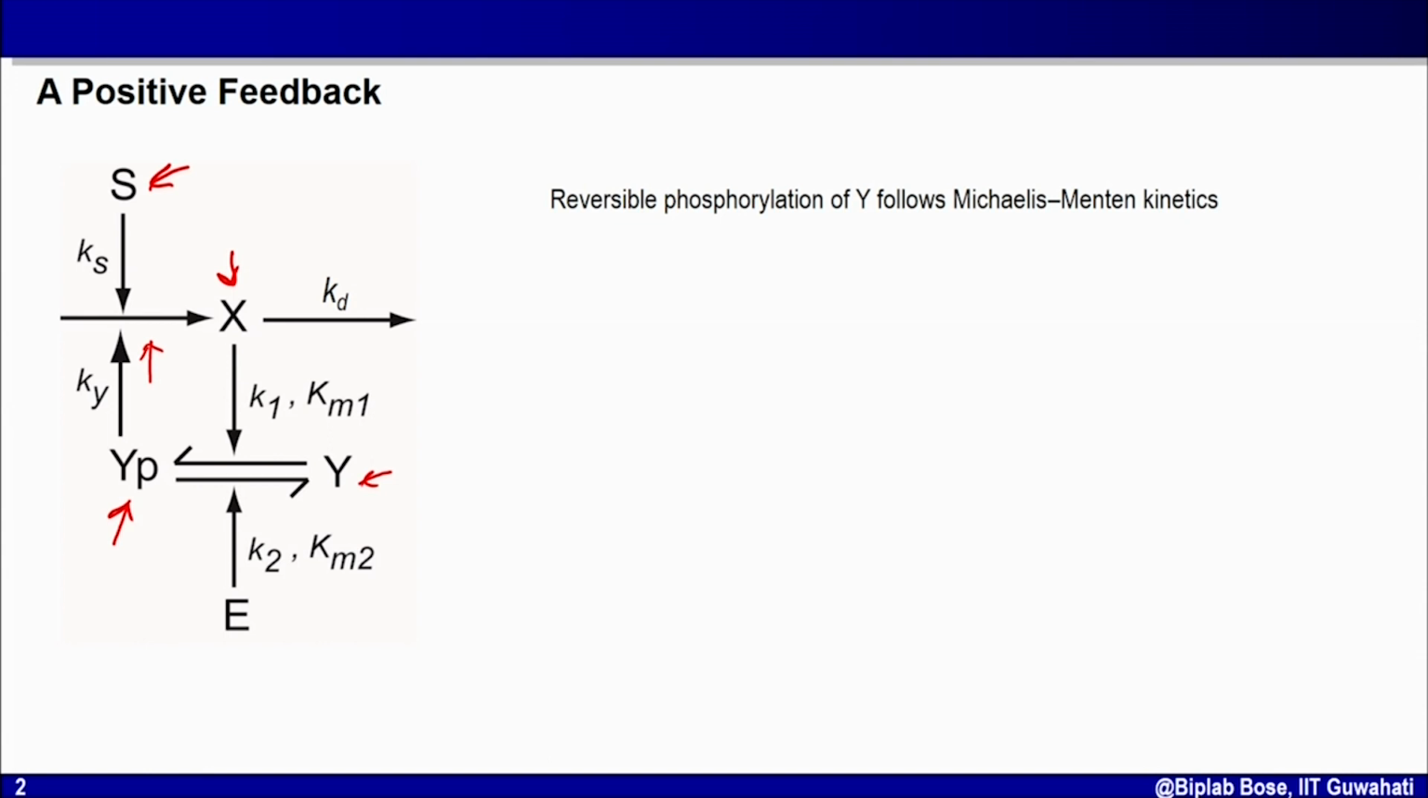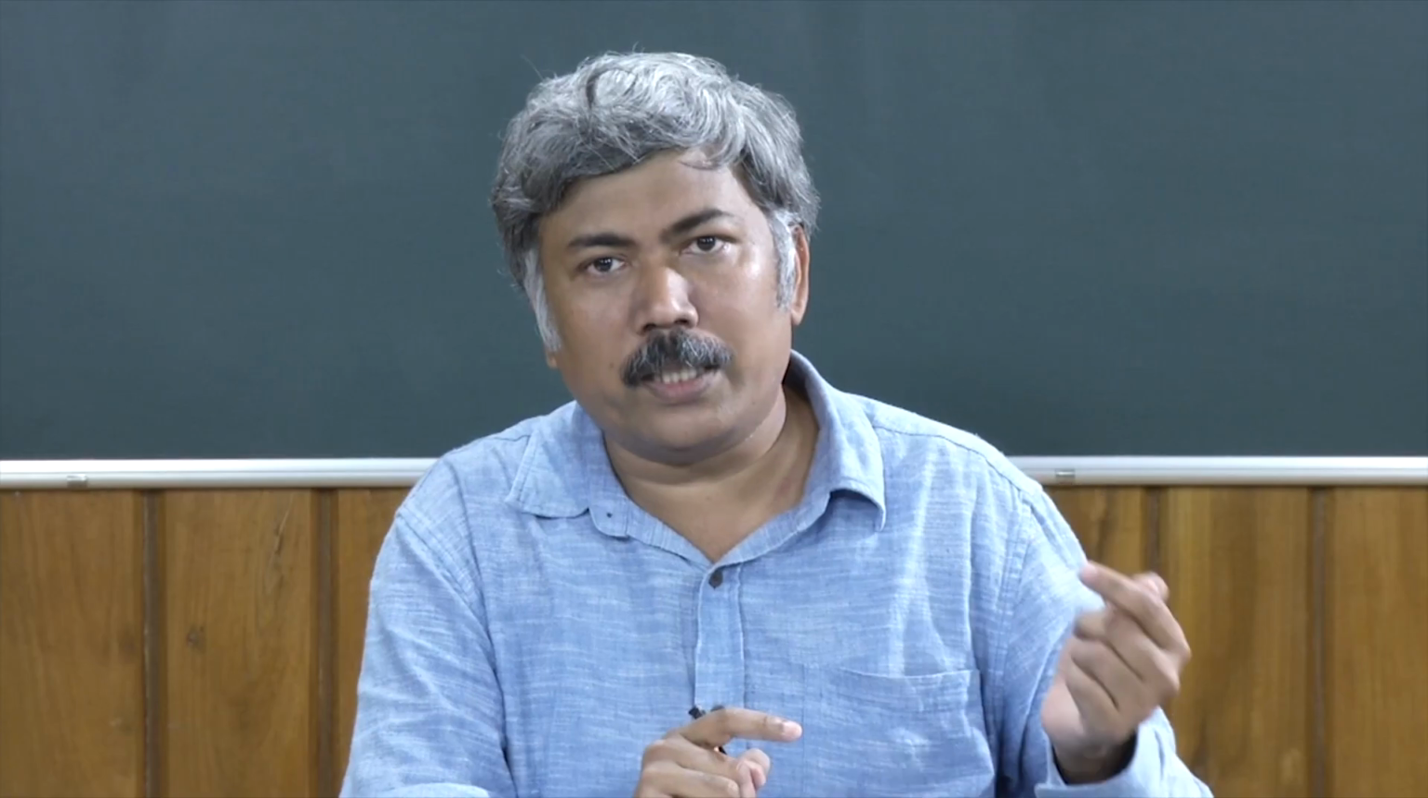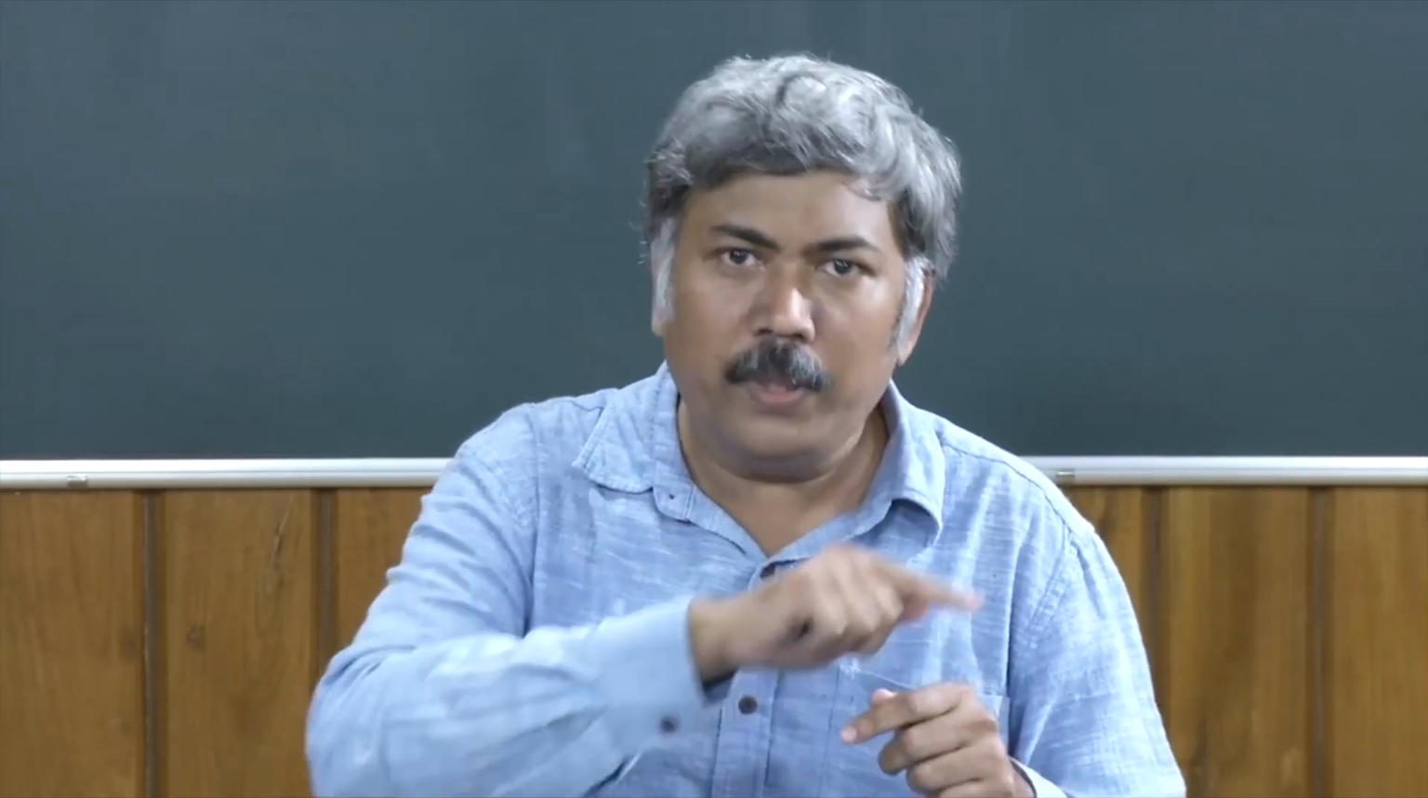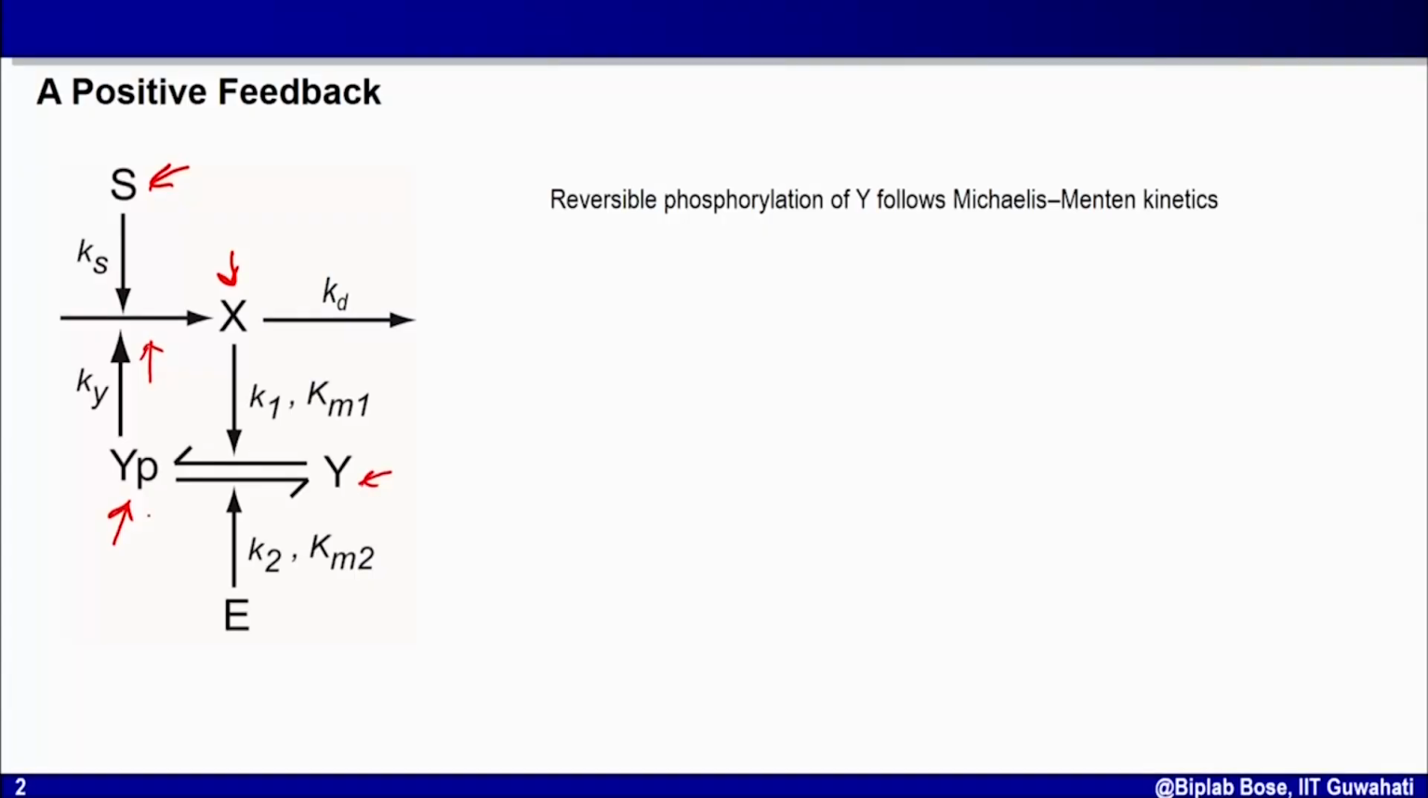So what is happening? X is produced and its production is triggered by the external signal S. X acts as an enzyme. It phosphorylates Y to YP. YP, in a positive feedback, produces more and more X. And as we know, phosphorylation and dephosphorylation are reversible processes in a phosphorylation signaling cascade, so YP also gets dephosphorylated to Y by a phosphatase E, which you can say is present constitutively in the system.